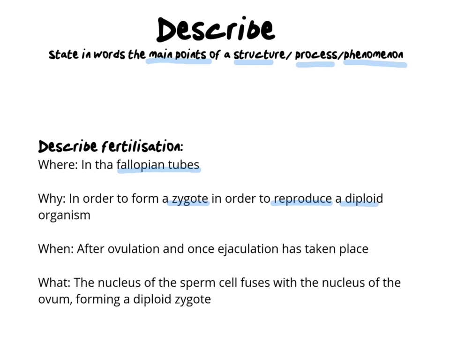Then we need to speak about when it happens. It occurs after ovulation because there needs to be an egg present, and once ejaculation has taken place, because that's how we would get the sperm cells into the female body. And then lastly, what has happened? This is where the nucleus of a sperm cell is going to fuse with the nucleus of the ovum, forming a diploid zygote.